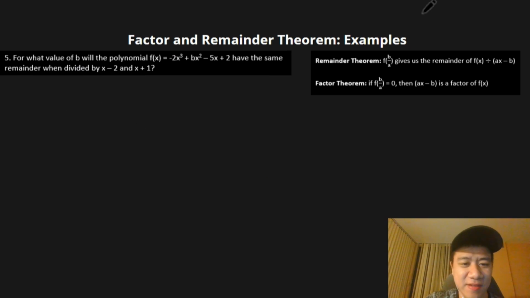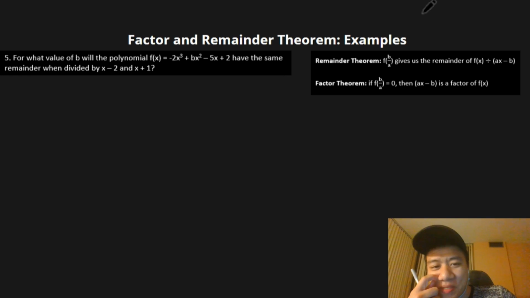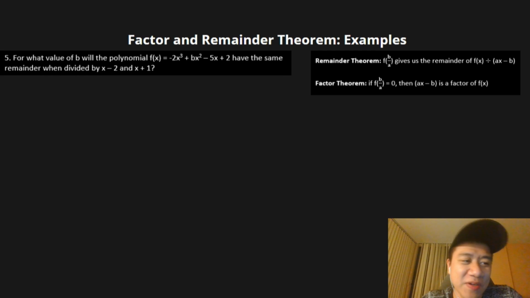All right, here's our last example. Number 5: for what value of b will the polynomial negative 2x cubed plus bx squared minus 5x plus 2 have the same remainder when divided by x minus 2 and x plus 1? Okay, so we can do this. Our job is to find the value of b. And b is some unknown in our polynomial here.